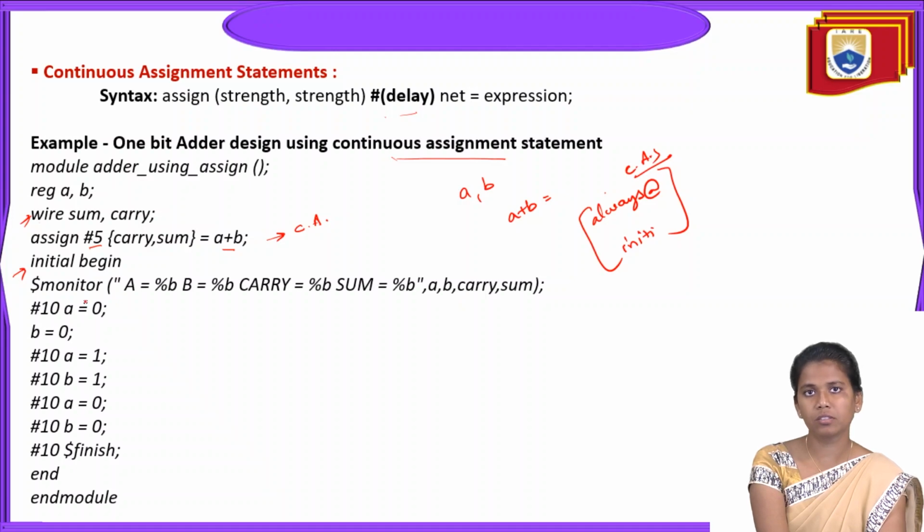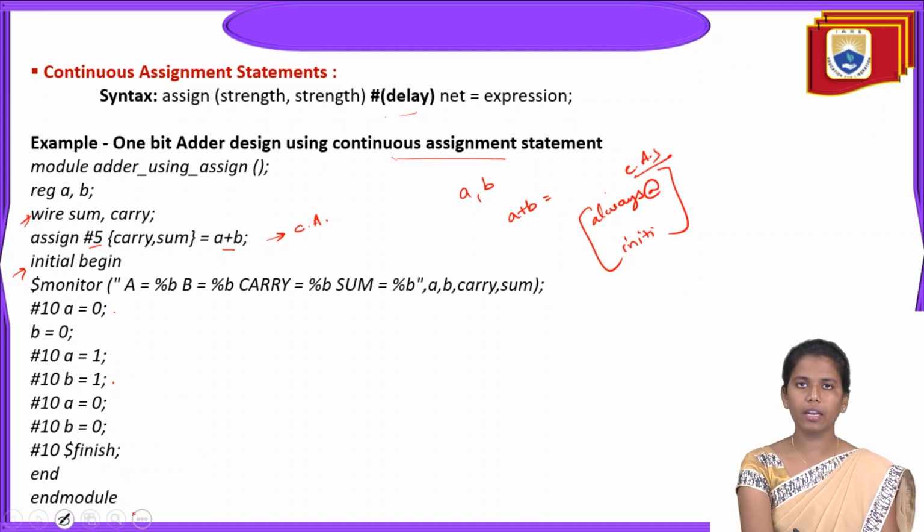And now we have started initial begin, and this is about the monitor, just for display purposes. With 10 nanoseconds of delay, A is equal to 0 and B is equal to 0. And for 10 nanoseconds of delay, A as 1, B as 1. And obviously after 10 nanoseconds of delay, A, B as 0. And finally finish and end module.